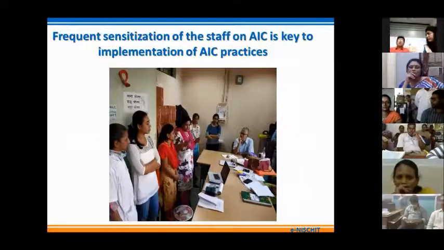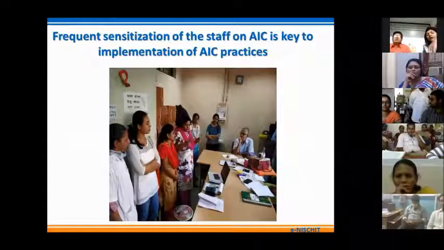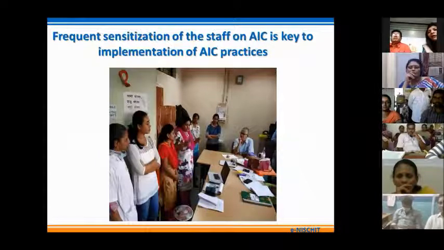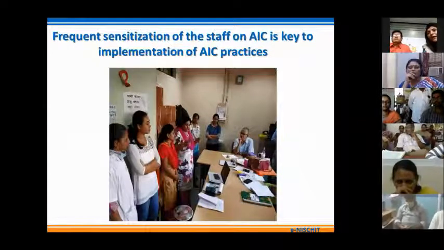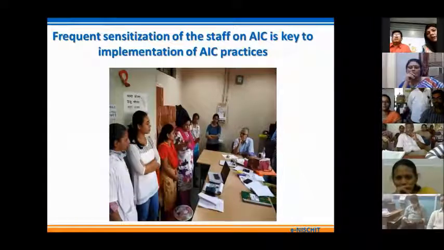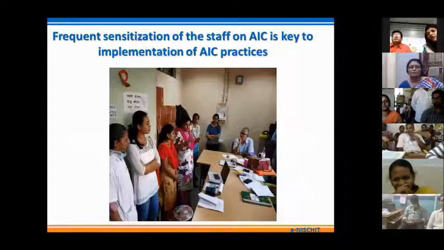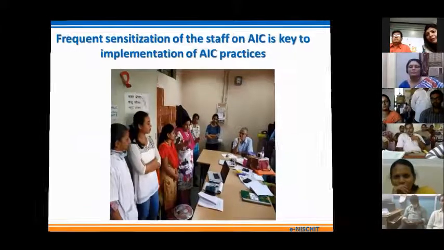So, yeah, the most important thing here is that I would urge all the medical officers and all the in-charges of ART centers to frequently sensitize your staff on airborne infection control and bring those practices into use. Because frequent sensitization and motivation is what the staff would need to actually implement these practices. Next slide, please.